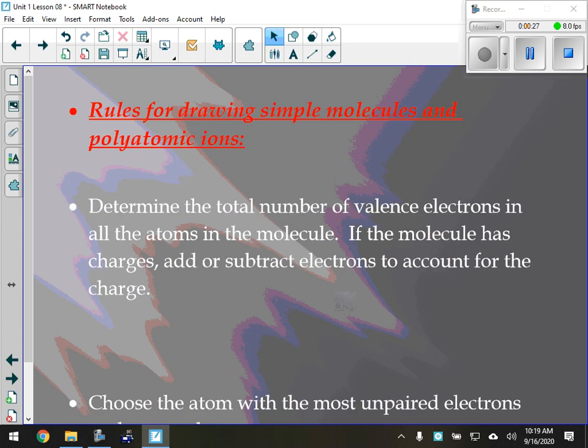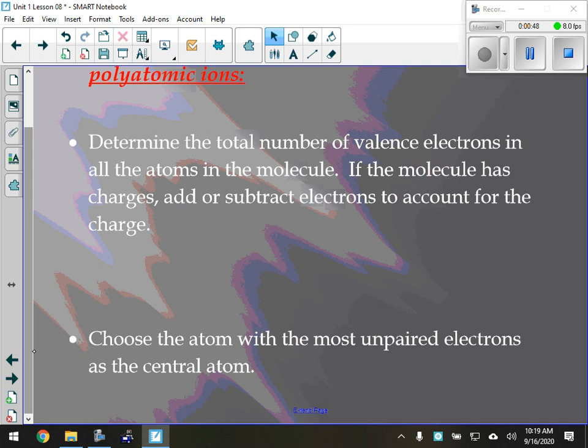This is the rules for drawing simple molecules or polyatomic ions. I don't know if we always need to use the rules, but I'll show you both ways to do this, and then you can decide what's going to work best for you. There are a couple things to keep in mind, though. It does get a little complicated at times, but for the most part, it's pretty straightforward. It looks like there's a lot of rules, but it's actually not that bad.